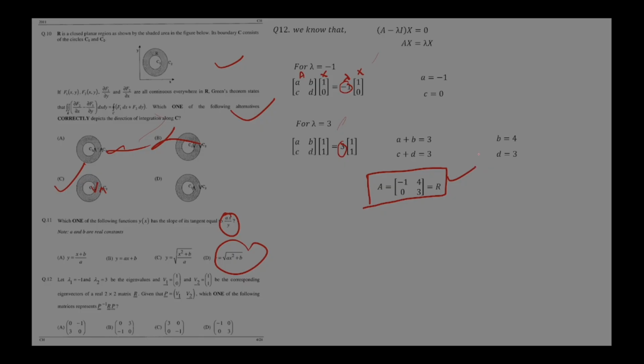Second, P inverse. What is P? P is this, v1 and v2, this is P. So for finding the inverse of a 2 cross 2 matrix, we know this is the universal formula. Okay, so P inverse is this. Now putting P inverse RP, you are getting option D. So straightforward, very easy question, a little lengthy, I will say.